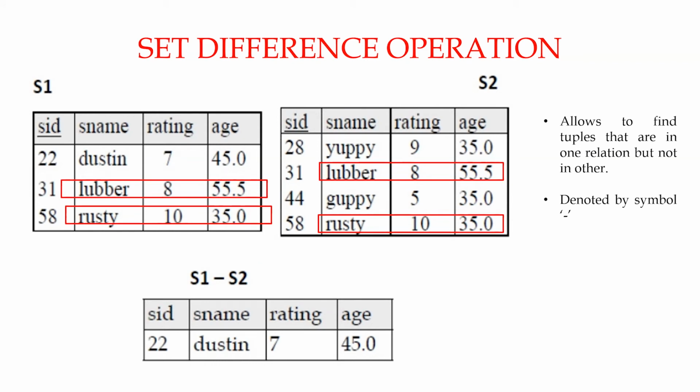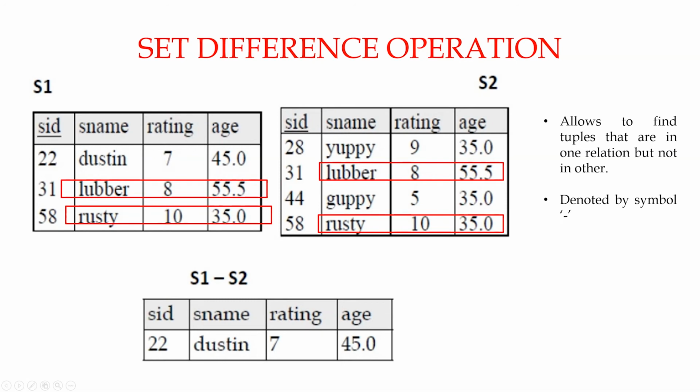Next is the set difference operation. The set difference operation allows us to find the tuples which are in one relation but not in the other relation. It is denoted by the symbol minus. Now let us understand this concept with an example. Again, there are two tables, S1 and S2. So the fact is that we should contain the data in only one table and that data should not be present in the other table.